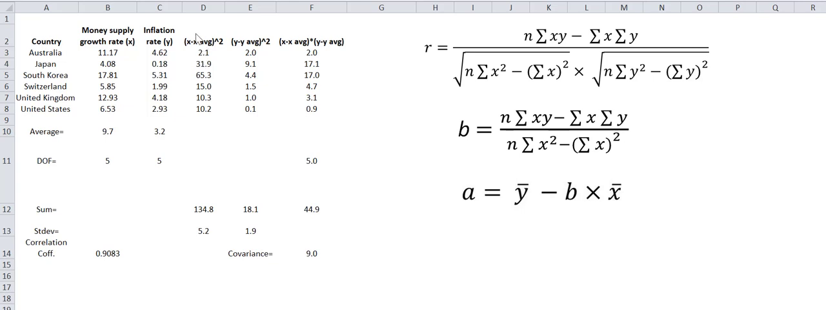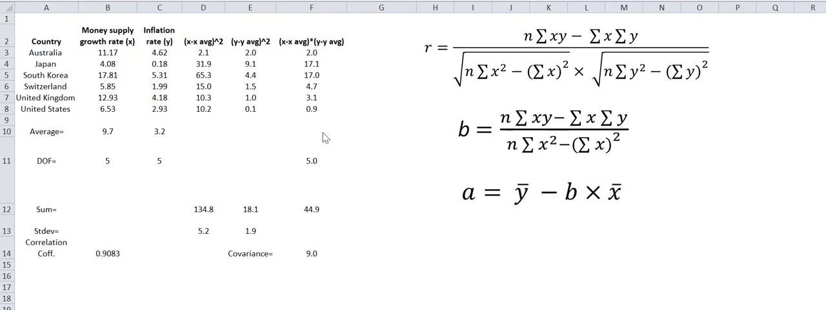Good morning everyone. In the previous video, we tried to calculate the correlation coefficient using the formula: covariance between x and y is equal to r, the correlation coefficient, multiplied by the standard deviation of x multiplied by the standard deviation of y. Using that formula, we were able to get the correlation coefficient equal to 0.9083.